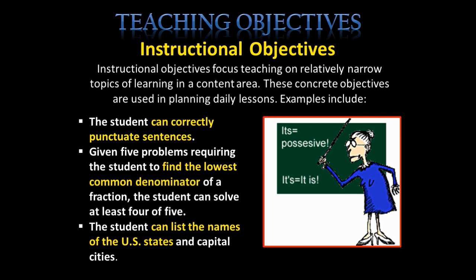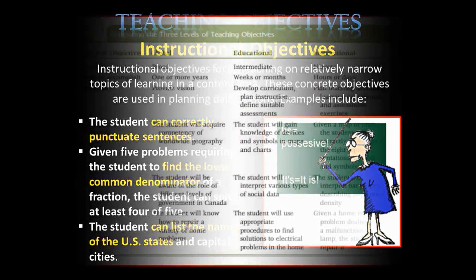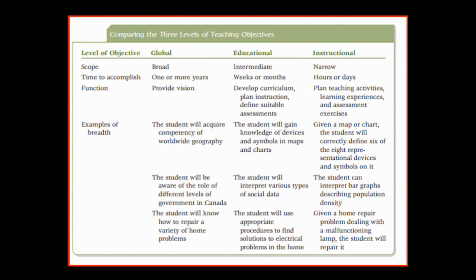Examples include: the student can correctly punctuate sentences. Given 5 problems requiring the student to find the lowest common denominator of a fraction, the student can solve at least 4 of 5. The student can list the names of the U.S. states and capital cities. Please take a moment to look at this chart comparing the 3 levels of teaching objectives: global, educational, and instructional.